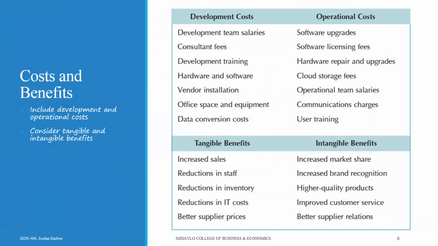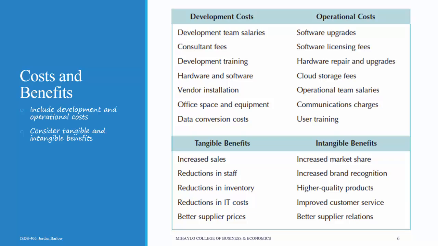This is a good table from the textbook that gives examples of development costs, operational costs, tangible benefits, and intangible benefits. Tangible benefits are those that have an actual dollar value associated with them. Intangible benefits do not.